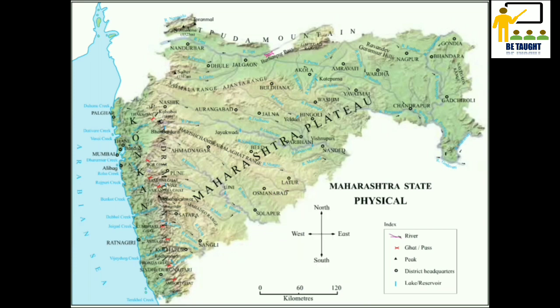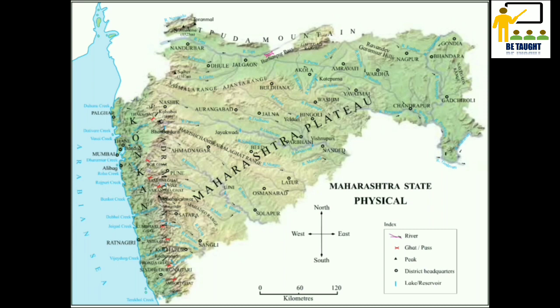What is the name of the mountain in the northern part of our state? It is the Satpura mountain. Which is the river in our state which flows from the east to the west? Tapi River. Write the names of two rivers which flow from northwest to southeast. Godavari River, Bhima River.